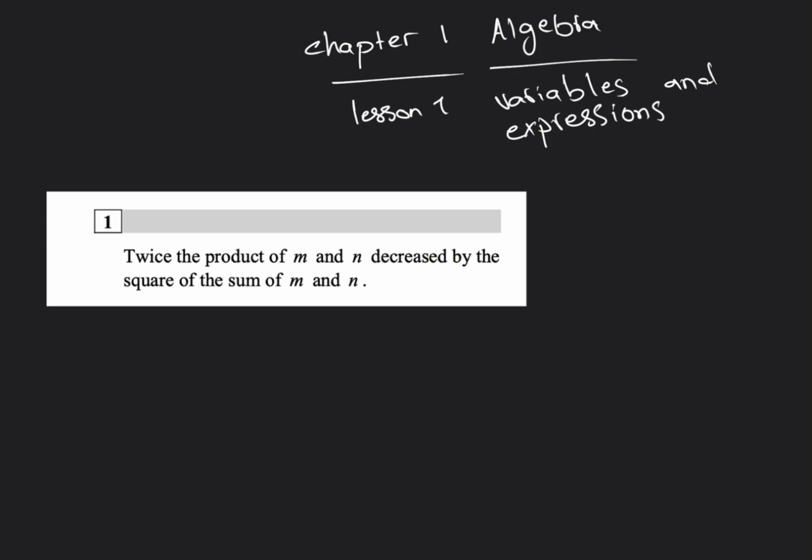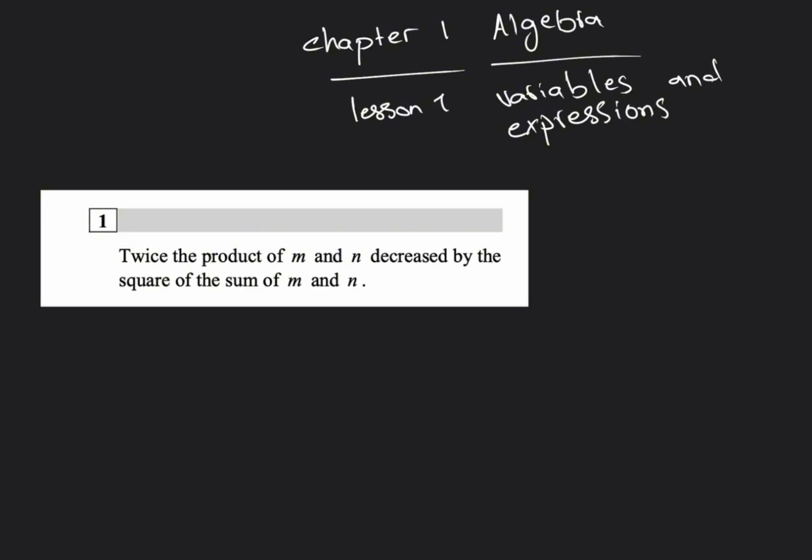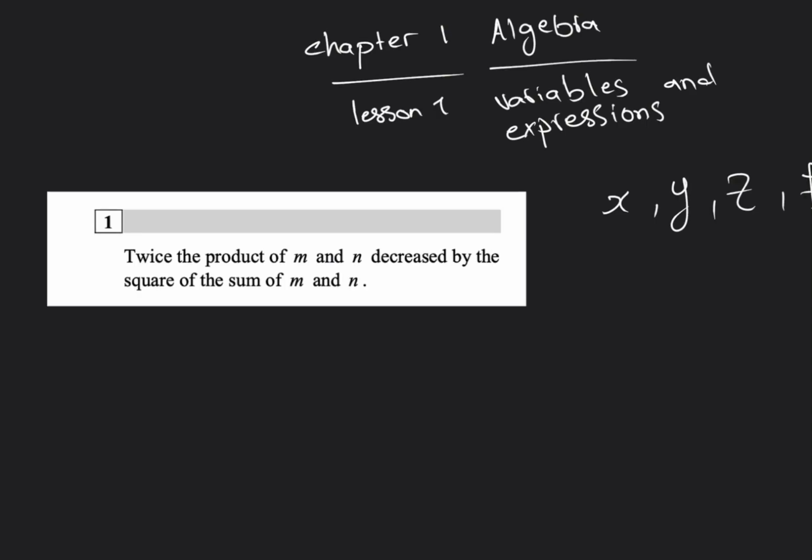What is the meaning of variable? What is the meaning of expression? When we are talking about variables, we are talking about symbols we use to represent unspecified numbers or values. Like what? X, Y, Z, F. All of these are variables. So these symbols are representing values, okay? Unspecified values or numbers.